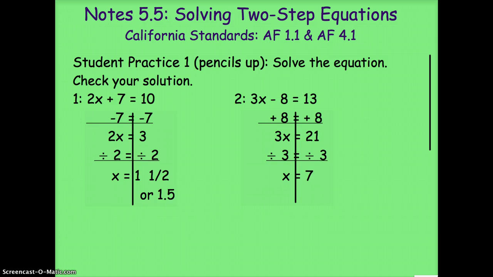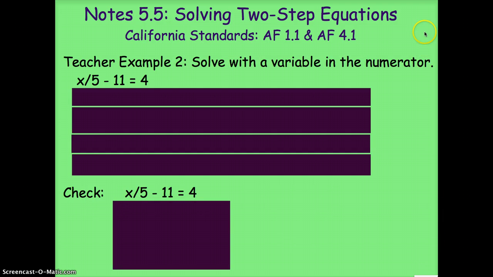Okay, let's go on to the next teacher example. Solve with a variable in the numerator. So, as you can see here, we've got a division problem, x over 5, which as we know also means x divided by 5. So let's go ahead and I'll put my fence in here.